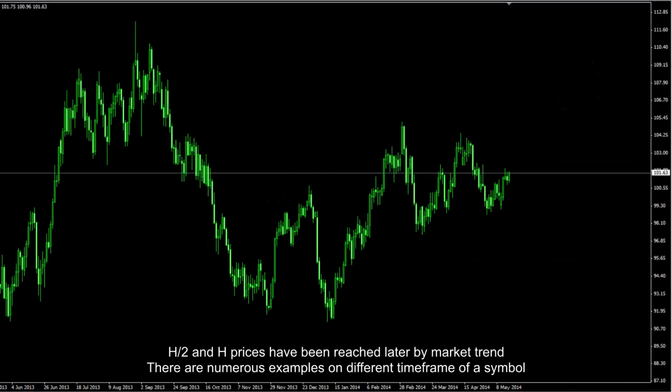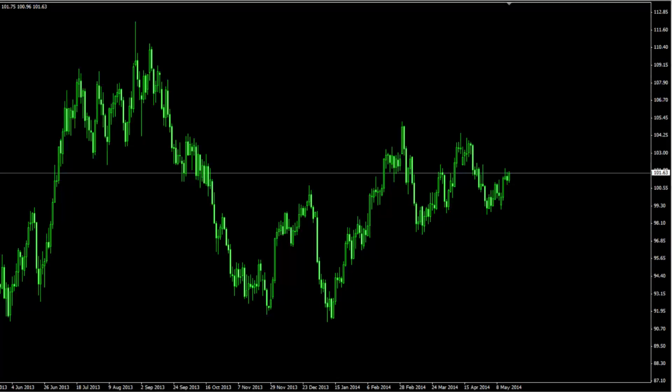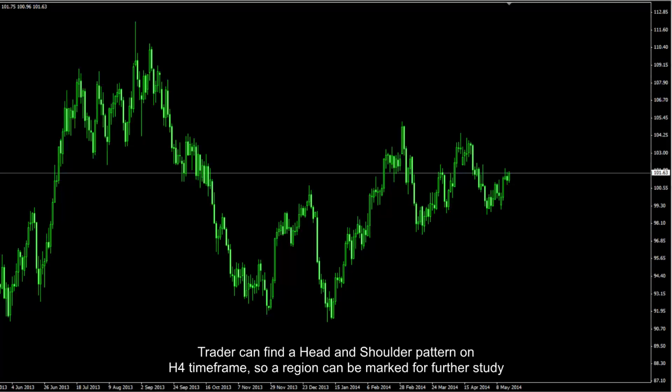There are numerous examples on different time frames of a symbol. A trader can find a head and shoulder pattern on the H4 time frame, so a region can be marked for further study. Left shoulder, head and right shoulder can be identified easily.